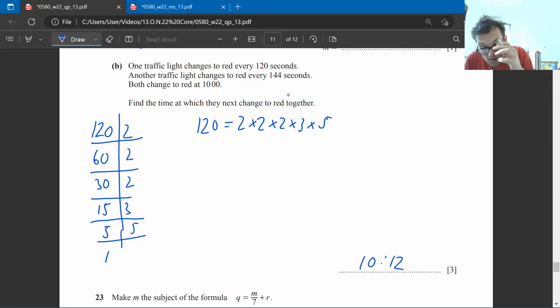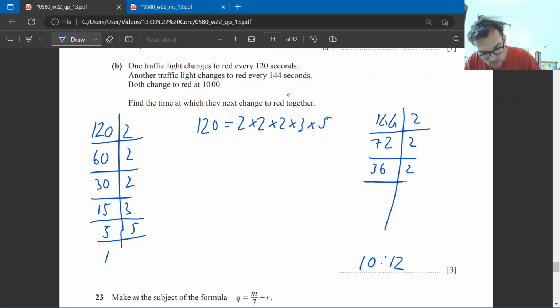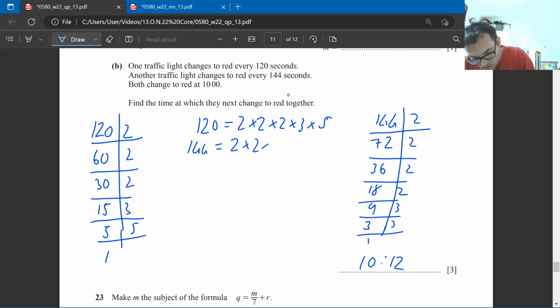Let's do the same for 144 over here. So divided by 2, that's 72. Divided by 2, that's 36. Divided by 2, that's 18. Divided by 2, that's 9. Divided by 3, that's 3. Divided by 3, that's 1. So 144 equals 2 times 2 times 2 times 2 times 3 times 3. Okay, then we can get the lowest common multiple.